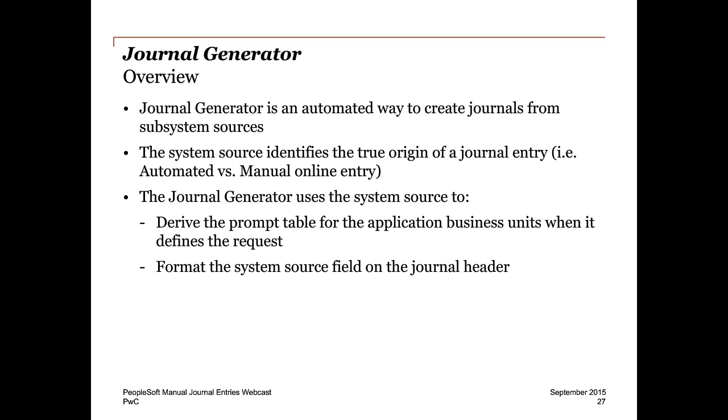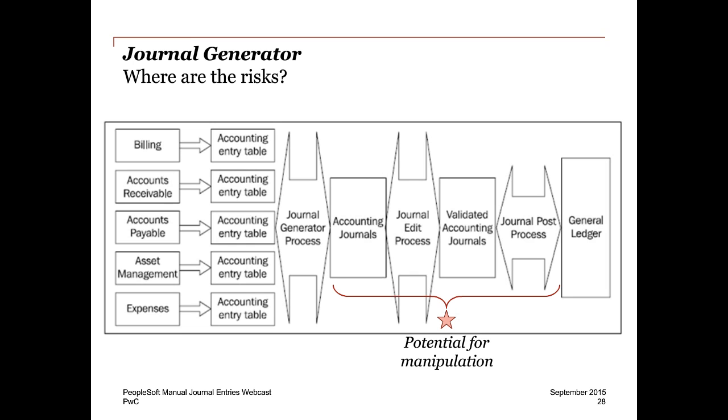So when we think about it from a visual perspective, if you look at the screen now, we've got our subsystems or subledgers over on the left. Those roll up into accounting entry tables, which are basically the repositories for these subsystem entries. The journal generator process is configured to go to a specific accounting entry table for a specific subsystem and process and generate journal entries based on templates that are also configured.